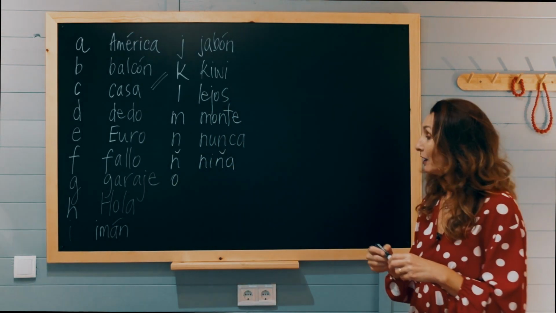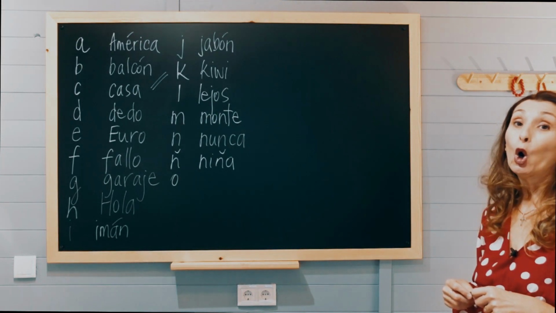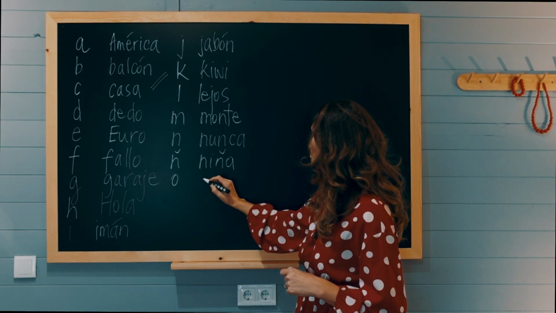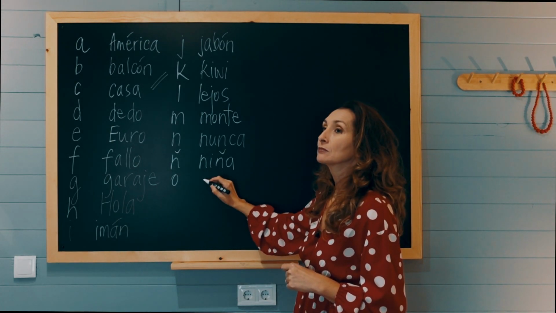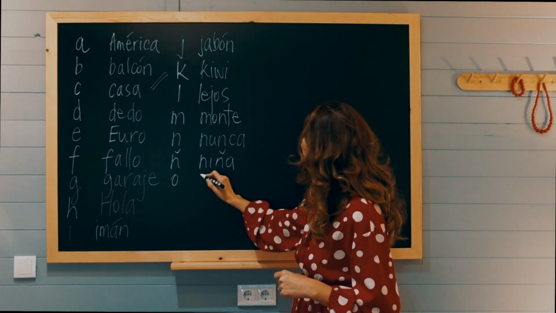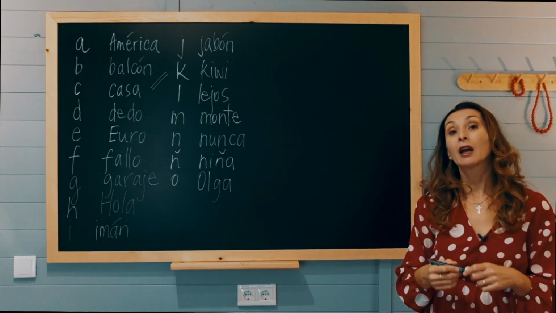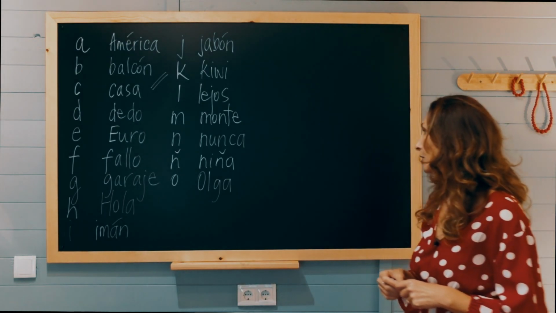O. Another vowel, O. A word starting with O. Well, a name. Olga. Olga. Okay.